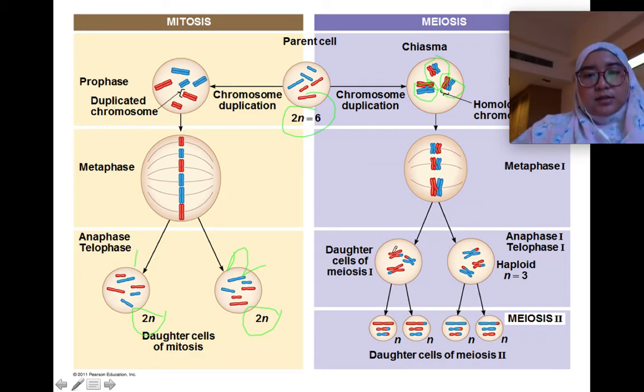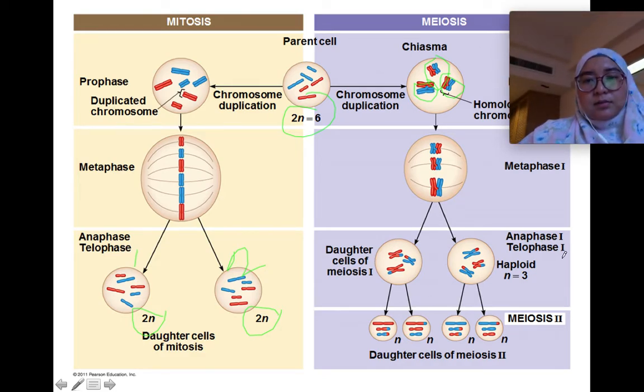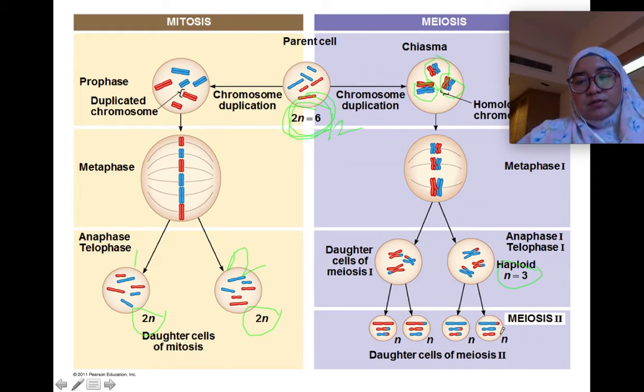At this point it has become n equals to 3, from the earlier 2n equal to 6. It has divided by half. 6 divided by 2 is 3. Okay, n equal to 3. And lastly, after finishing telophase and cytokinesis, we have 4 daughter cells with different combinations of chromosomes. Okay, so the way they are arranged in the middle is independent.